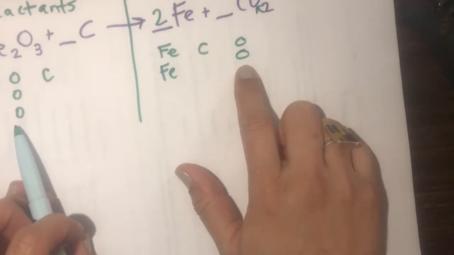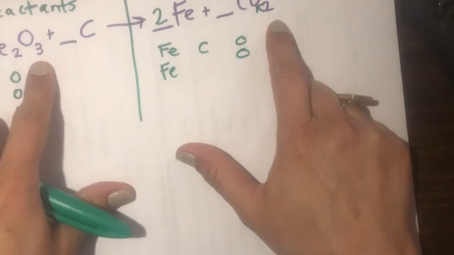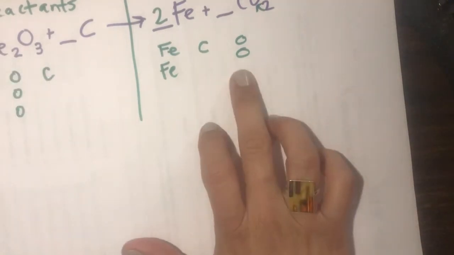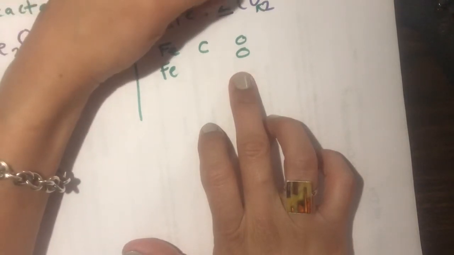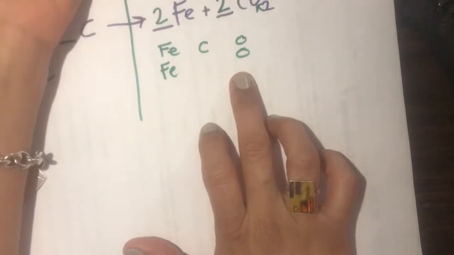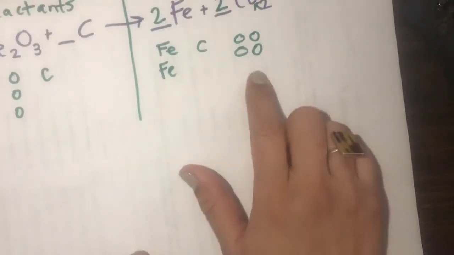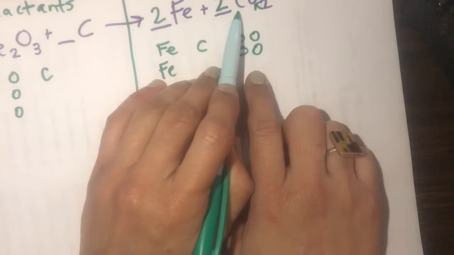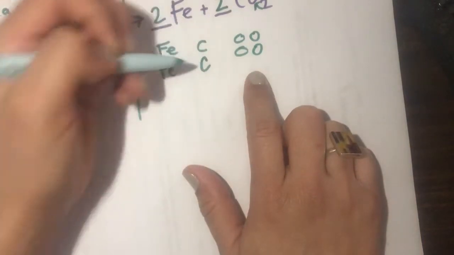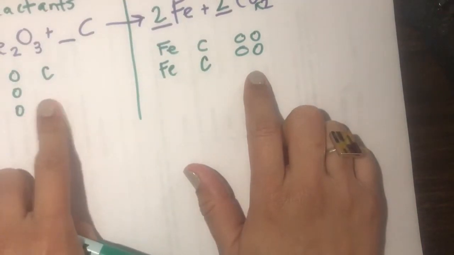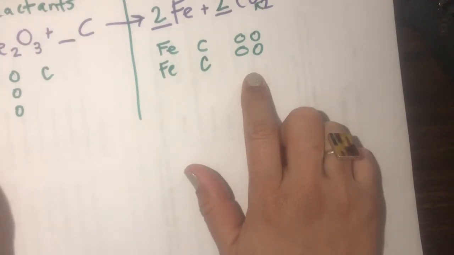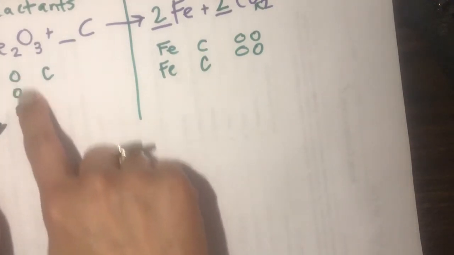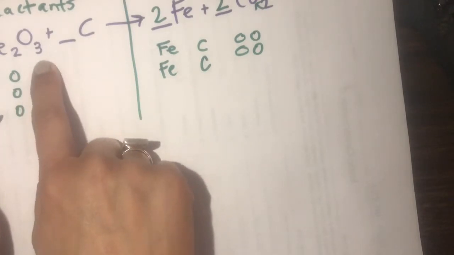It's always sort of a challenge when you have an odd number and an even number, and I'll show you why. So if I put a 2 here, this gets multiplied by that. So that would give me 4 oxygens. And then it would give me 2 carbons. Well, now it messed up what's going on over here, and there's no number I can put right here that would give me 4 oxygens because it ends in a 3.